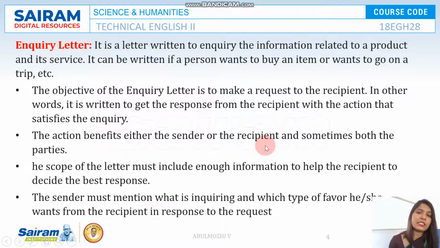The action benefits either the sender or the recipient, and sometimes both parties. The scope of the letter must include enough information to help the recipient decide the best response. The sender must mention the necessity of this inquiry and what type of favor the person needs, and everything must be included in the inquiry letter. So an inquiry letter must be as detailed as possible so that it can get the best response from the recipient company.